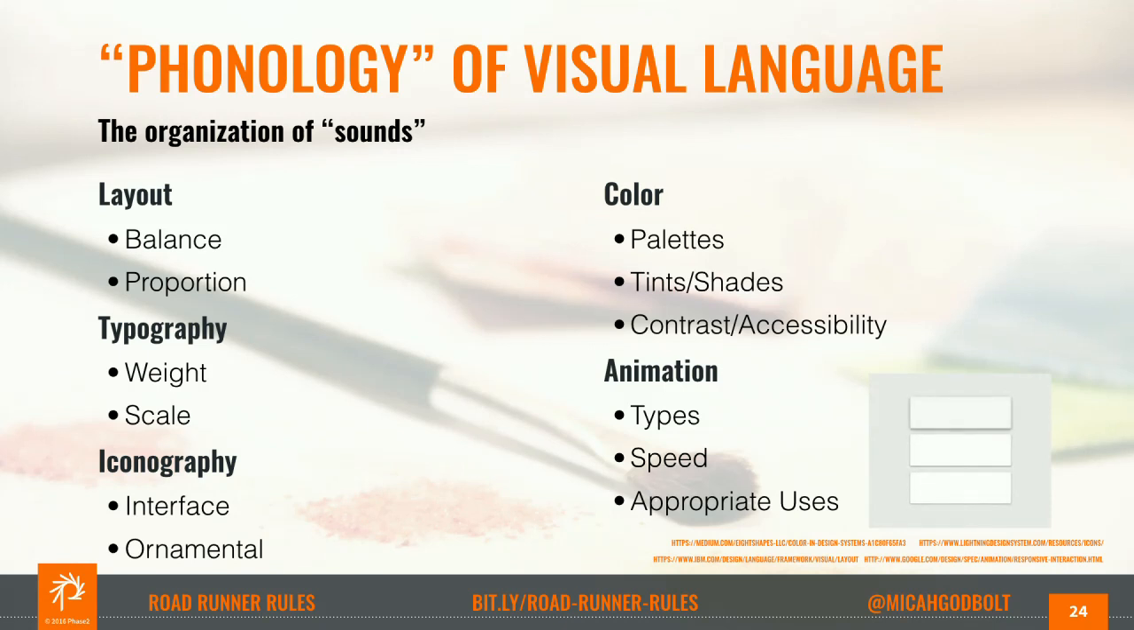But how do you implement the animation? Is it slow? Is it fast? What kind of curves are you using? Where are you using it? Where's an appropriate place to use animation? Where's a completely inappropriate place to use animation? This is all part of our visual language as we build out our design systems.